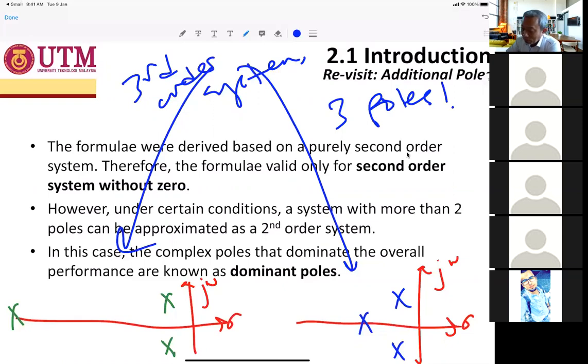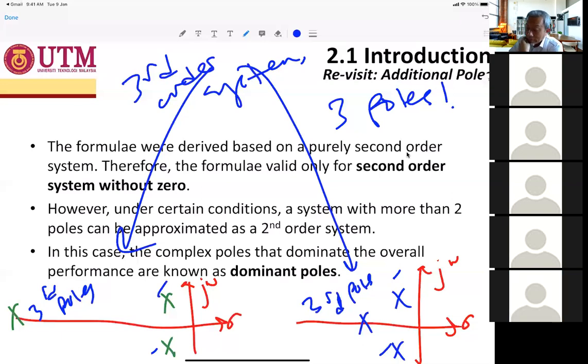Complex conjugate poles. But can you observe that the third pole for case number 1 here on my right is very near to the imaginary axis, am I right? And the dominant pole, am I right? Yes. But as plain on the left-hand side, the third pole is far, far away from the imaginary axis and from the dominant pole. Am I right?